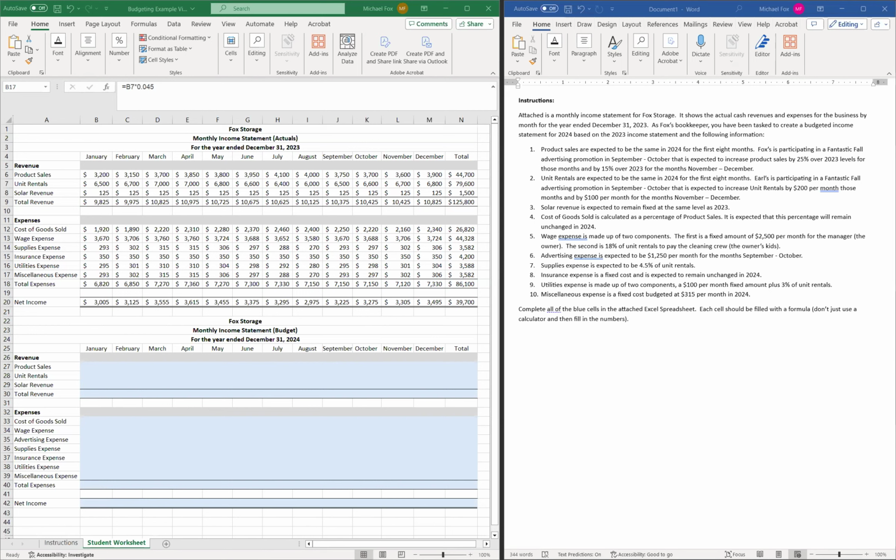Again, we're trying to learn to do the functions here. We're not just doing the math on a calculator and then typing it in. So for those of you who've used Excel before, this will be pretty easy, but for those of you who haven't, it might be harder.